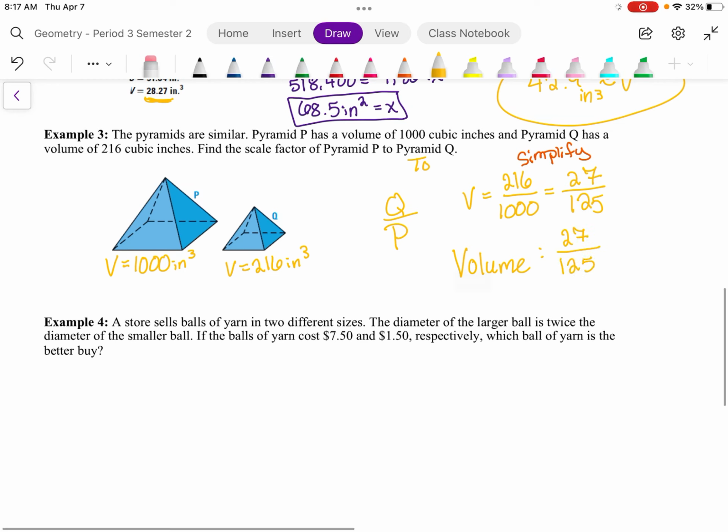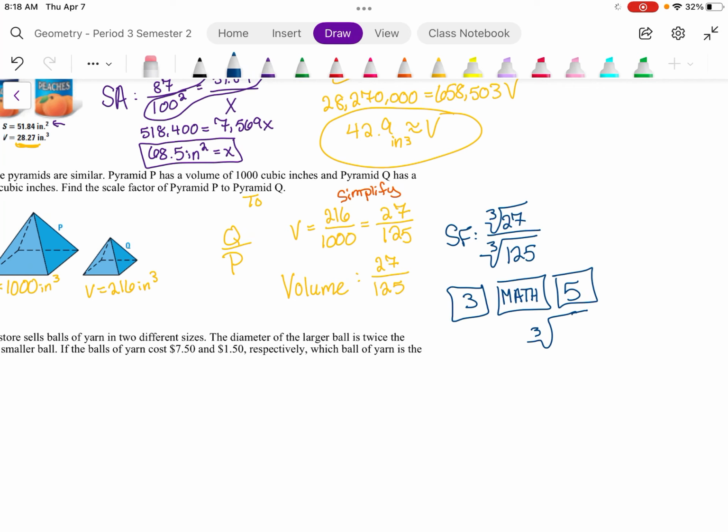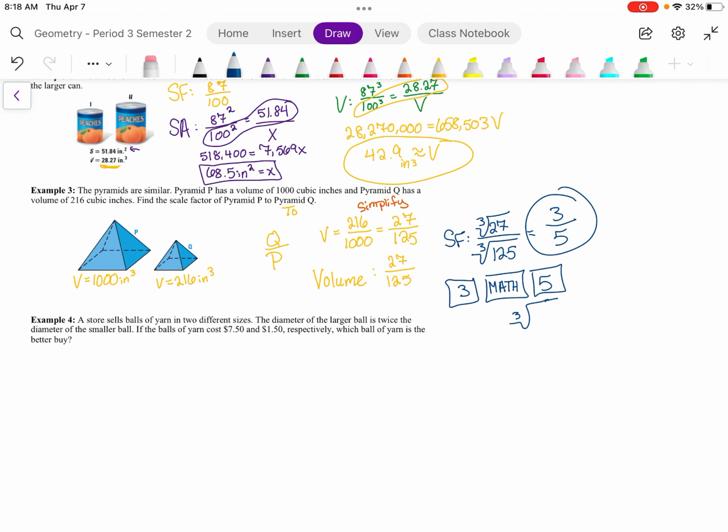And then you are going to type number 5. And then that will bring up on your screen, it should look like this, where you have 3 and then a square root or a radical sign. So it's the cubed root. So if we type that in, the cubed root of 27 is going to be 3, and the cubed root of 125 is going to be 5. So the ratio, or the scale factor, is going to be 3 to 5, or 3 over 5.